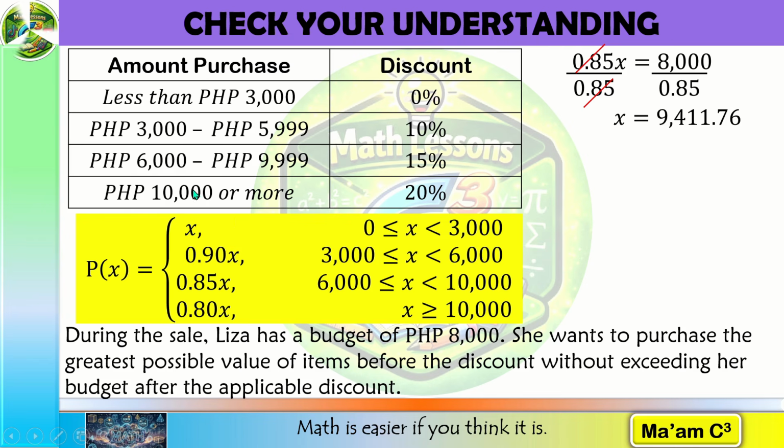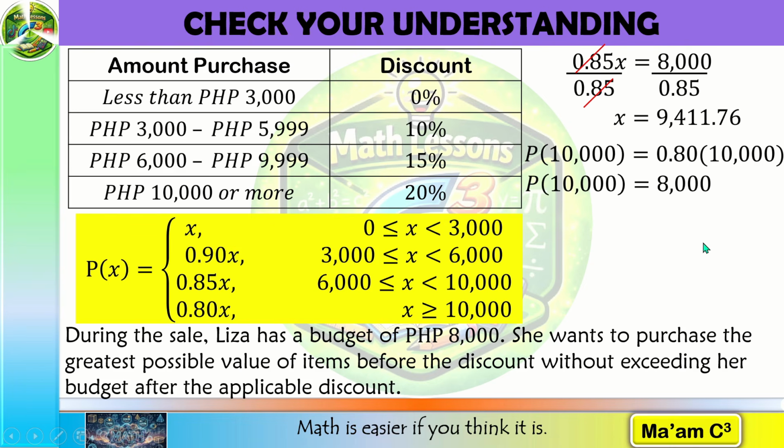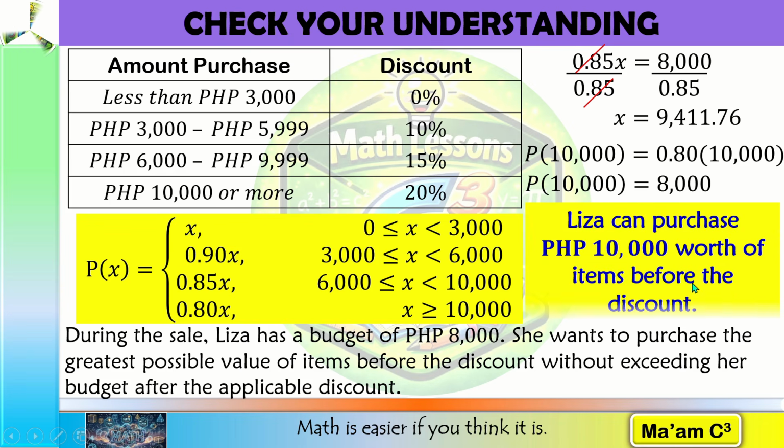The key here is that the discount changes depending on the purchase amount. If the customer reaches the 10,000 bracket, the discount becomes 20%. So let's test 10,000 pesos. So 0.80 times 10,000, that will be 8,000 pesos, exactly her budget. Therefore, the maximum original purchase is 10,000 pesos. Lisa can purchase 10,000 worth of items before the discount. This is a very important lesson about piecewise functions. We have to consider the conditions before solving.